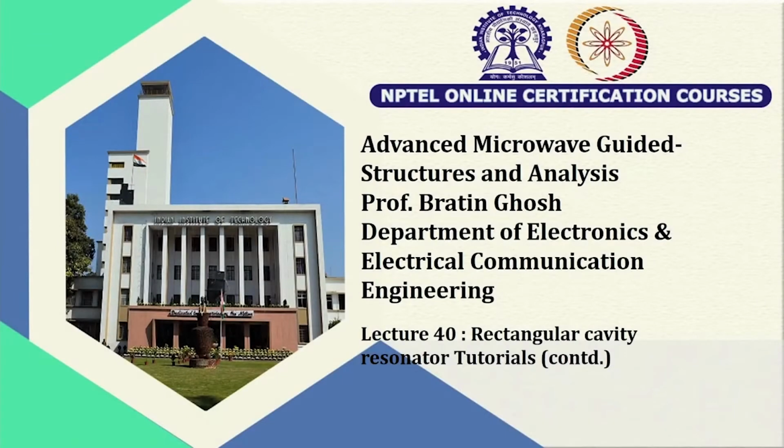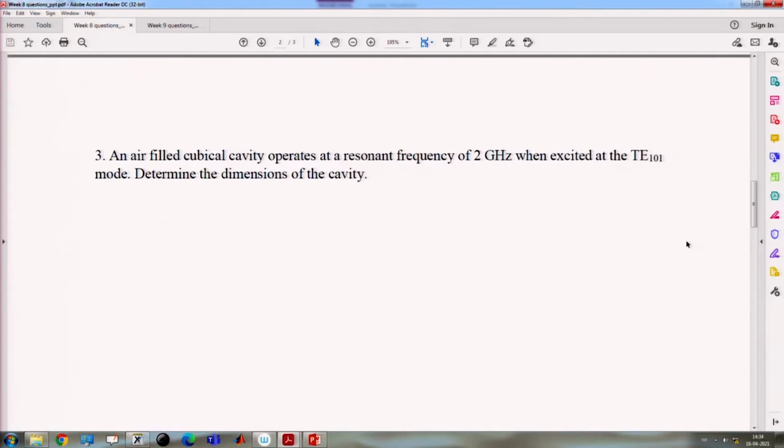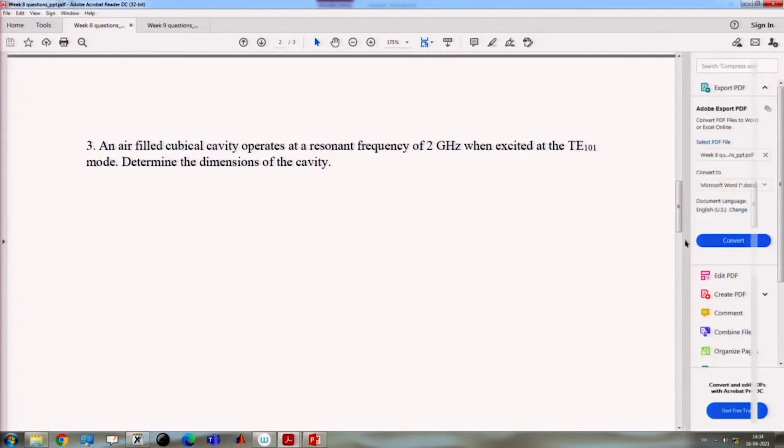Welcome to the next tutorial class. So, we will do today some numerical problems on waveguide resonator. We have already completed two problems and now here is the third problem.